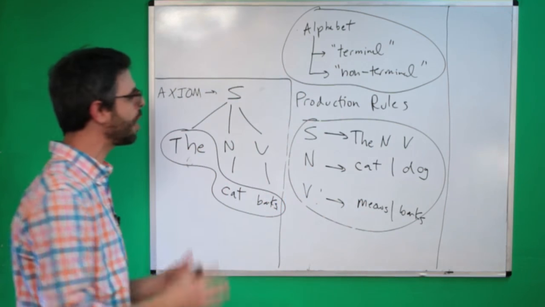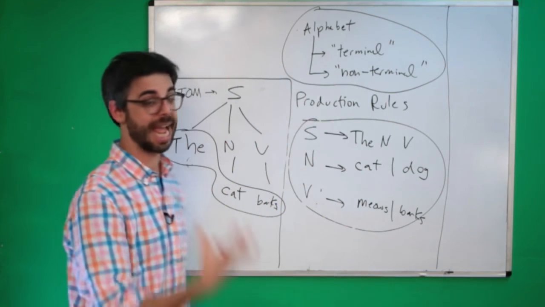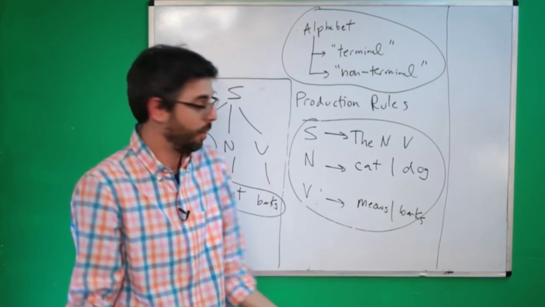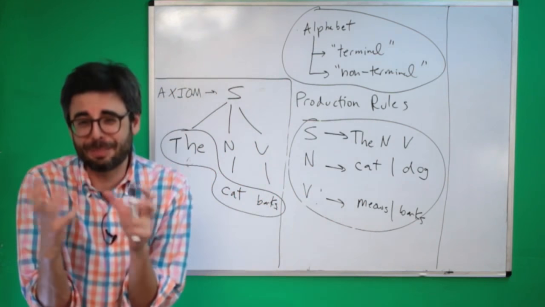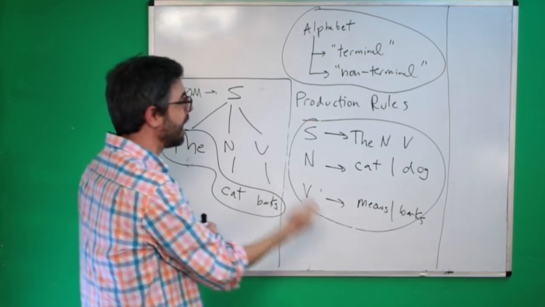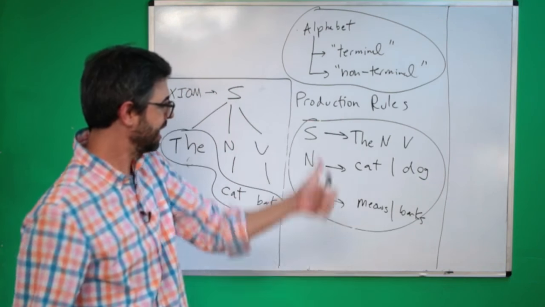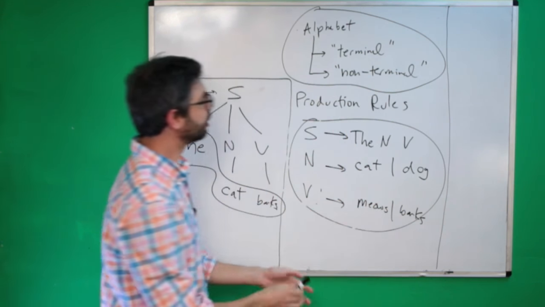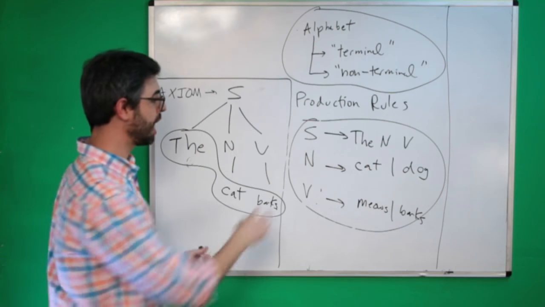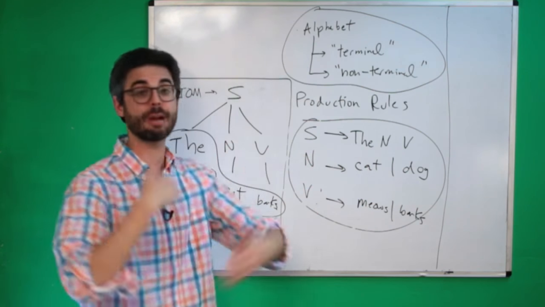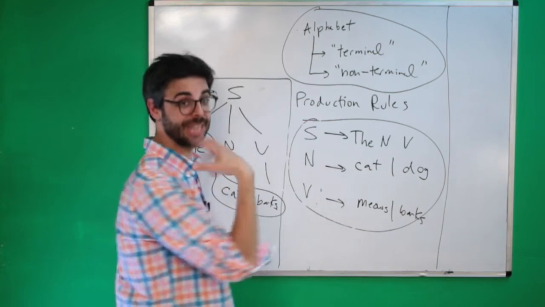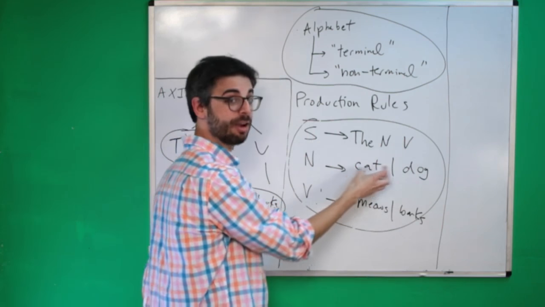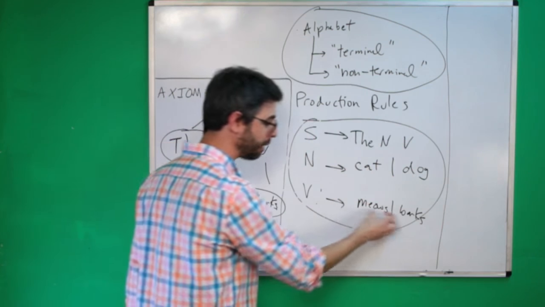But just to remind you, a context-free grammar is a system that defines the structure of a particular language. And in this sense, it could be a very small, tiny little language. Like, here's a language that has only these elements: sentence, nouns, verbs, and the cat, dog, meows, and barks. So there are terminal and non-terminal characters. These are non-terminal characters, meaning they get replaced with something. S for sentence gets replaced with the noun verb. Noun gets replaced with cat or dog. Verb gets replaced with meows or barks.